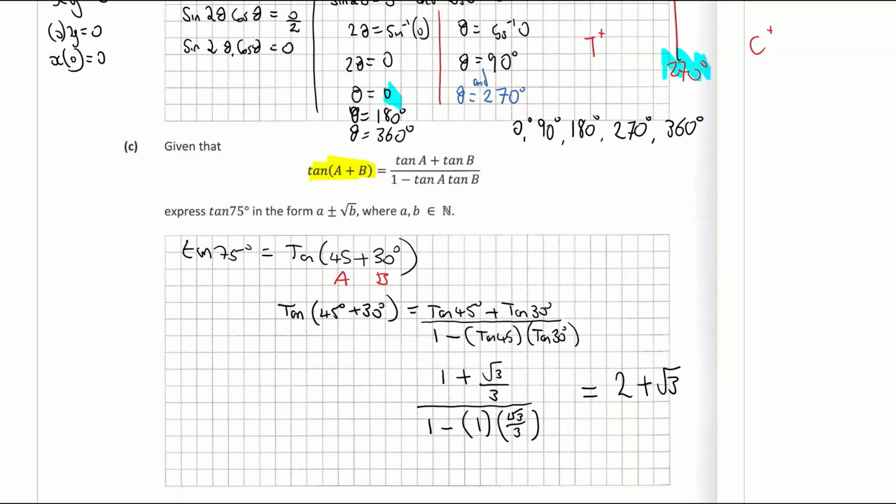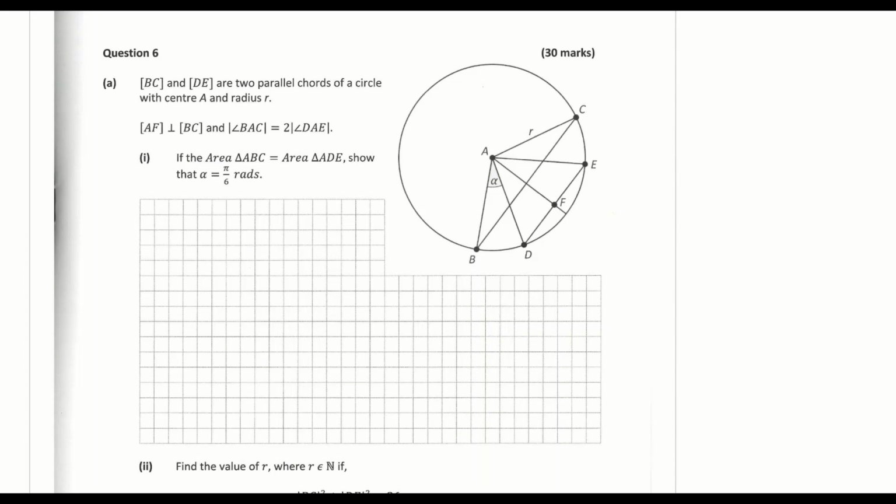So scrolling down now to question 6. If we take a look at the picture here, it's asking us to show that if the area of the triangle ABC is equal to the area of the triangle ADE, then the angle is equal to pi over 6 in radians. So we're looking basically to show that alpha, that Greek symbol, is equal to pi over 6 radians. So the key words there are area of a triangle, and they're given in terms of the angle. So I would be drawn to our formula, half AB sine C, from my log tables.